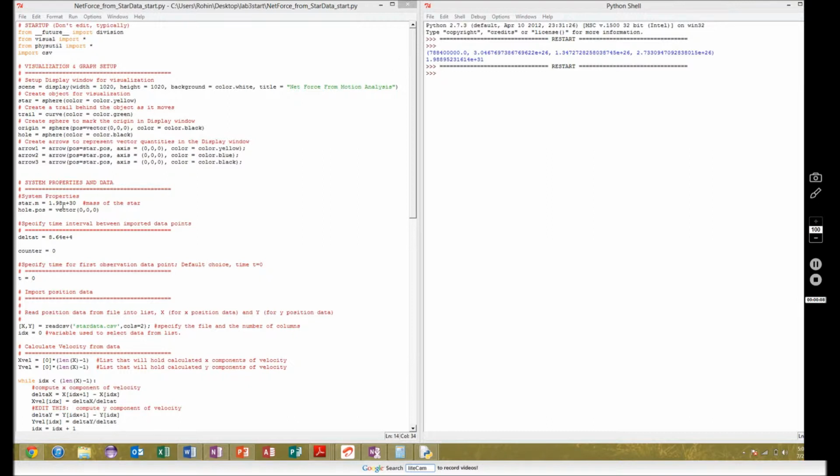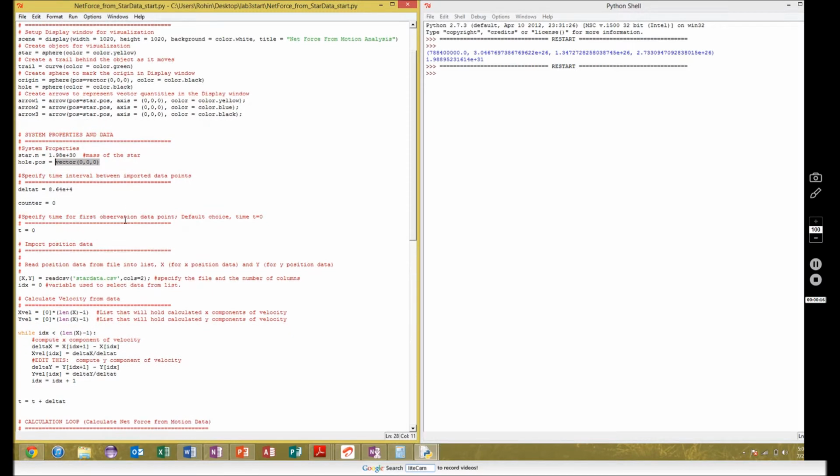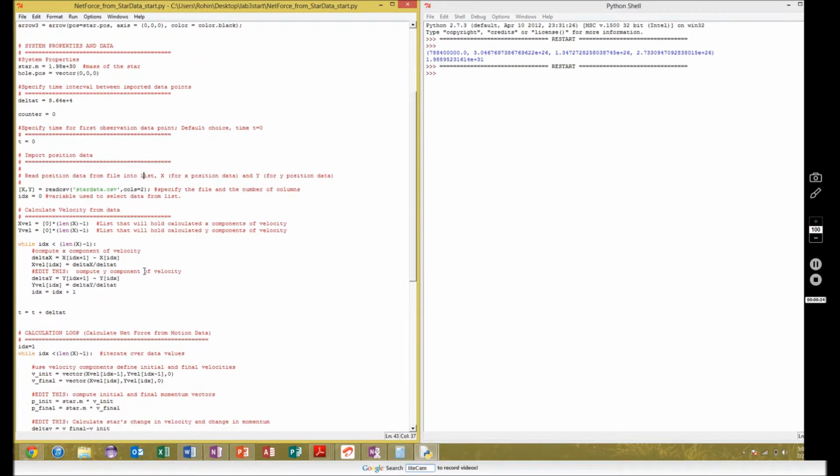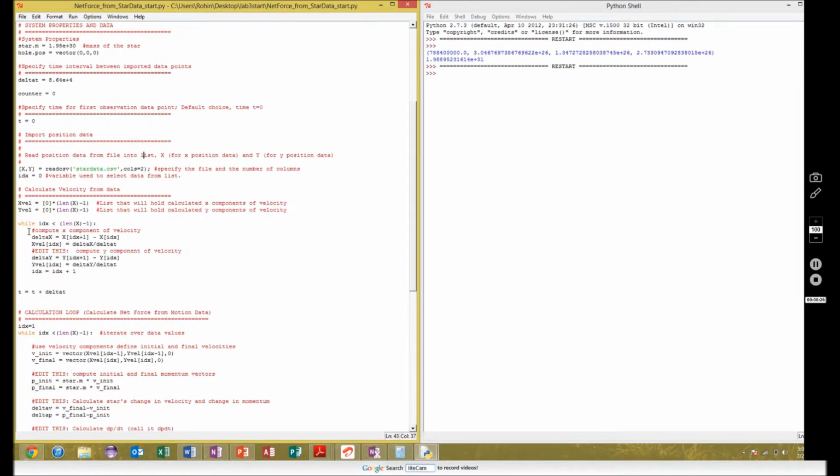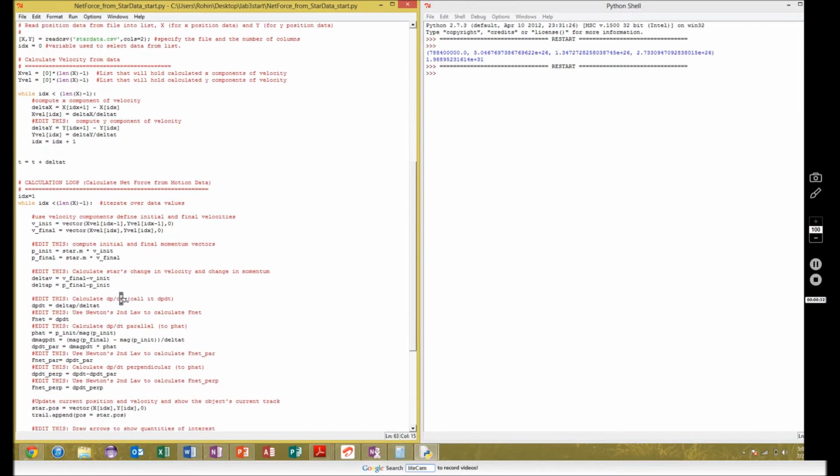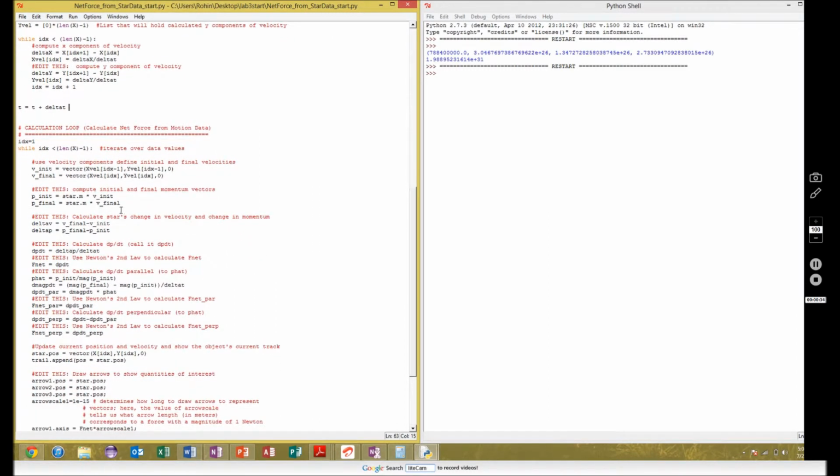So here's the code. We put in the star's mass, we put in the black hole's position at the origin, we specified the delta t correctly. I put it in scientific notation. From the video 5.5, George Schatz, we were able to figure out what the delta x and the delta y were. Then we get into our calculation.